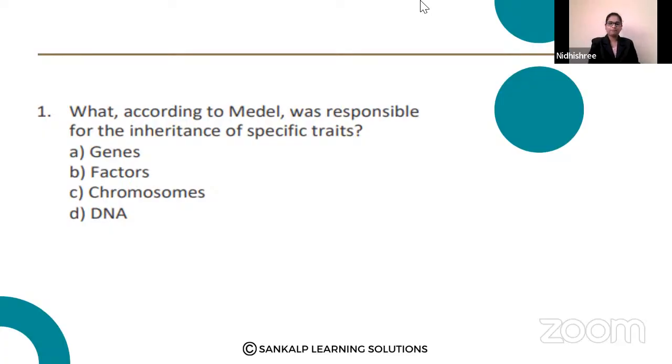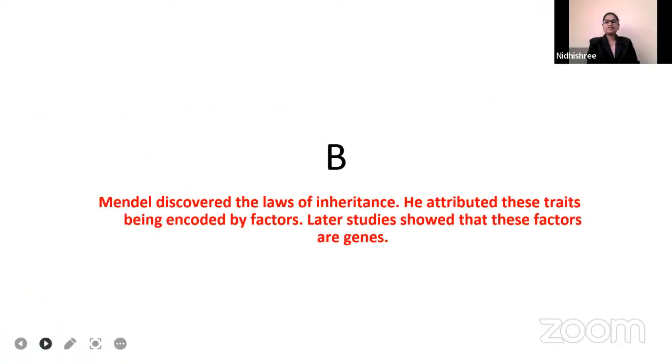Prema and Kavita also attempted and answered as option B, Vidya, Gayatri. Fine, great. So Mendel discovered laws of inheritance. He attributed these as being encoded by factors.